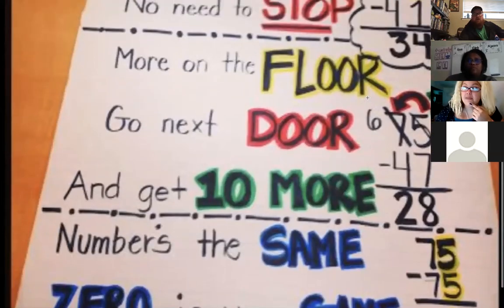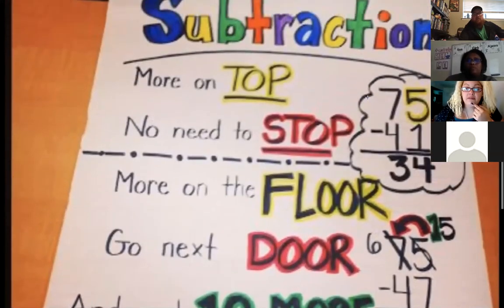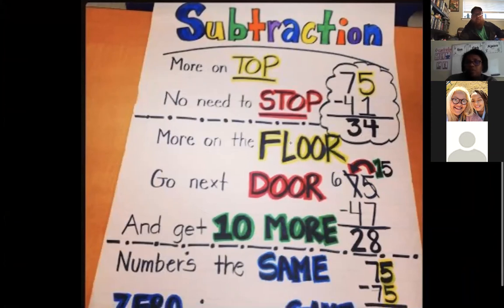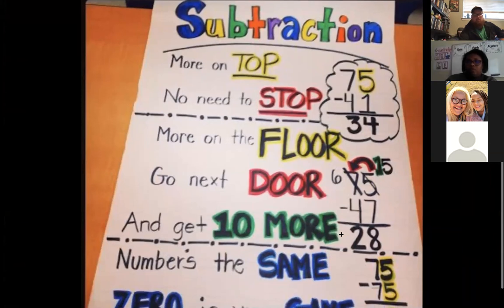Perfect. Okay. So this would be the anchor chart that we did together as a class. This is just a fun little anchor chart to help them remember what's going on. Remember, more on top, no need to stop. And there's a little example right next door. More on the floor, go next door and get 10 more. Again, just a little cute example of what we did.